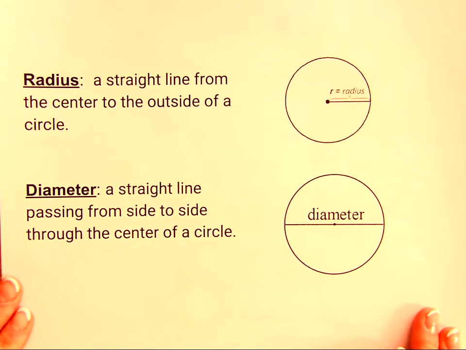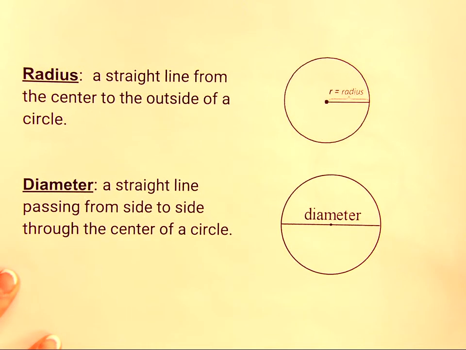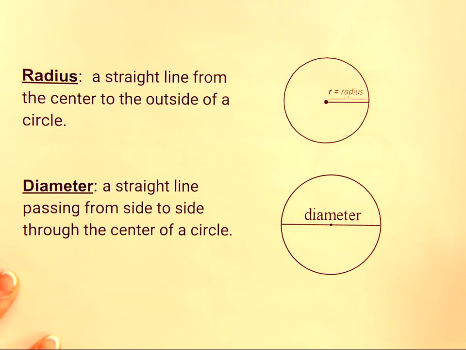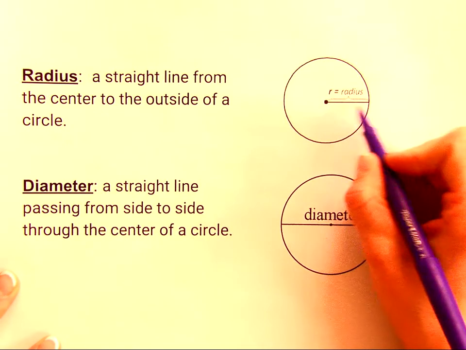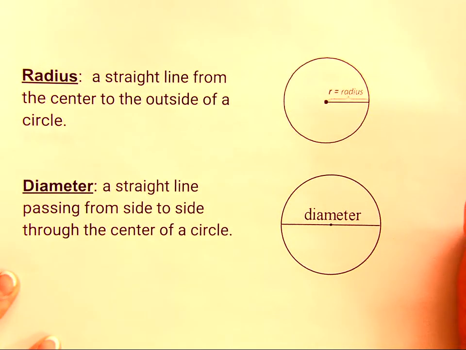So one of the main things we really need to know about circles is what the radius and diameter are of a circle. So the straight line from the center to the outside, so just this halfway distance across a circle, that's the radius. Okay.